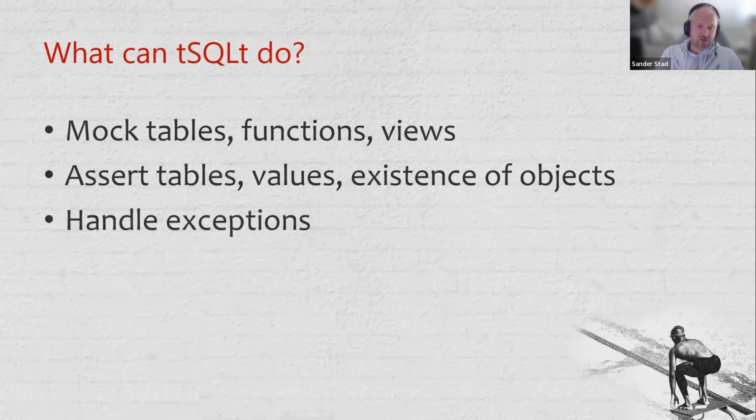We can handle exceptions. So one of the things people forget with unit testing is that we want to test on failures as well. So if we execute a stored procedure with a wrong kind of value, we want to get an error back, right? So you can handle exceptions like that and test if the right exception is returned.